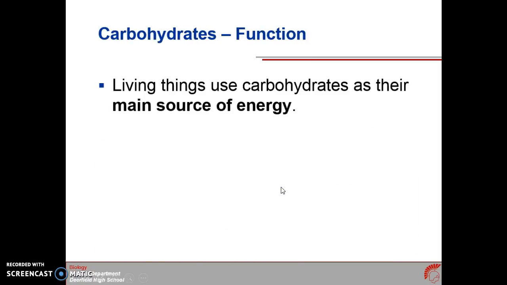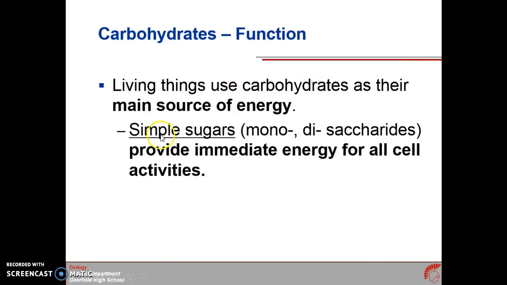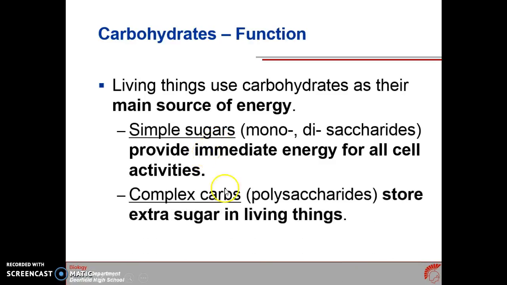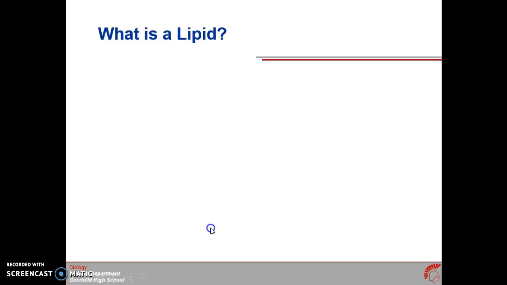The function of carbohydrates is living things use carbs as their main source of energy, particularly simple sugars. They provide immediate, quick forms of energy, and complex carbs store extra sugar in living things.